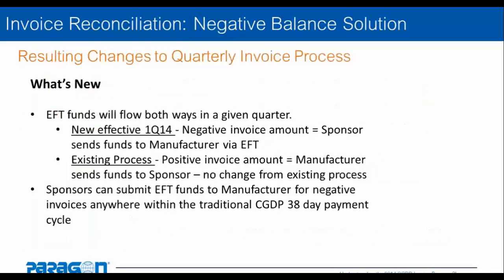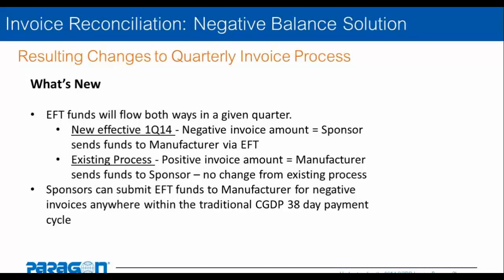So let's take a look at what's new. What's new here is really an additive change for manufacturers. As we reviewed on the previous slide, as of 1Q14, negative invoices will be resolved in the invoice quarter they are reported. This now means that EFT funds will flow both ways during a given invoice quarter and during the same 38-day processing window. For negative invoices, plan sponsors will send EFT payments to manufacturers.